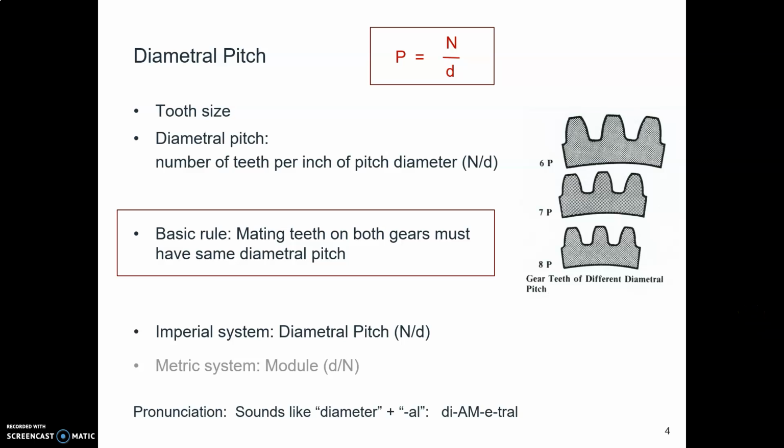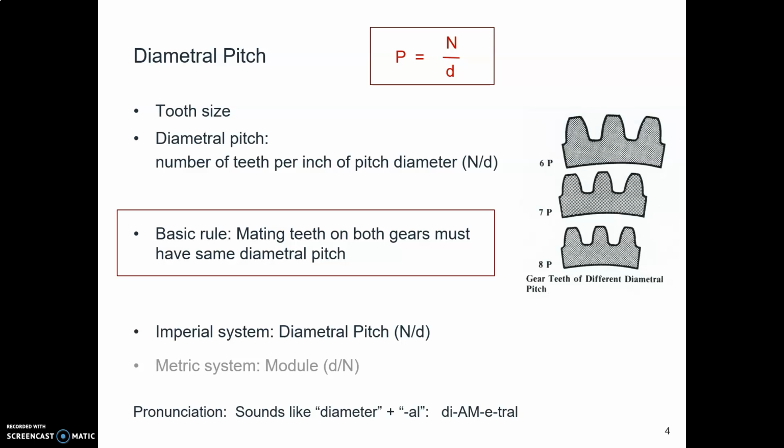Now the tooth size is called diametral pitch. And I have a note at the bottom here, the way we pronounce it. It's like the word diameter with an AL on the end, diametral. That's the tooth size when we're talking about gears that use inch dimensions. And you could actually figure out the tooth size if you knew the number of teeth and the pitch diameter. I like to think of it as teeth per inch. So that's the formula for figuring out diametral pitch if you ever need it.